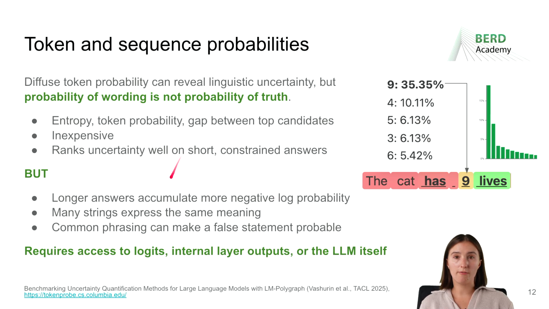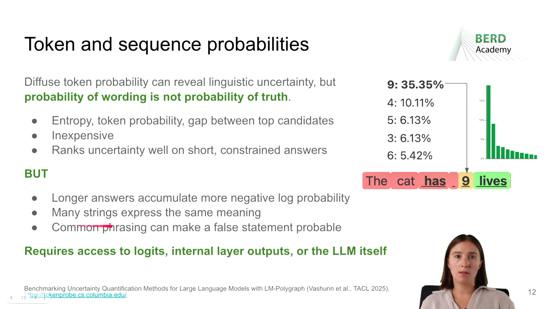However, if we have very long answers or a lot of text, they also accumulate more negative log probability, because how LLMs work is that they do not always predict the very word that has the most probability, because oftentimes it might sound too robotic or create always the same outputs, and you want to have a little bit of variation, so oftentimes it's sampled what comes next.